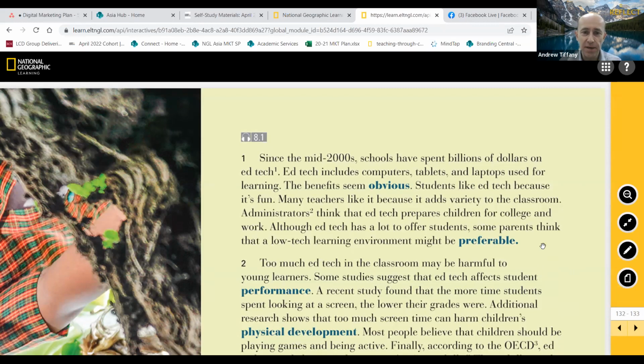What do we think this one might be? So here we're talking about EdTech, okay, and what EdTech is. It's got some ideas about what EdTech is, and then it starts talking about benefits. But yeah, as Galarm says, it's got pros and cons, and there are different opinions, okay? Many teachers like it because, but some parents think that, and they have a different opinion, okay?